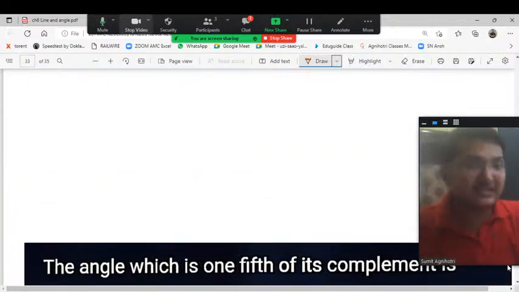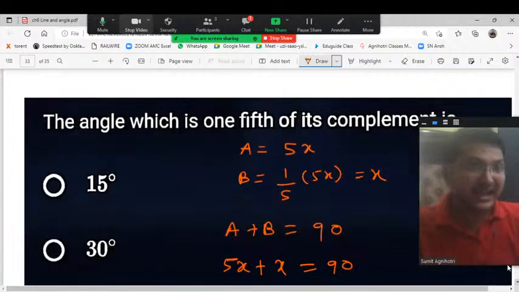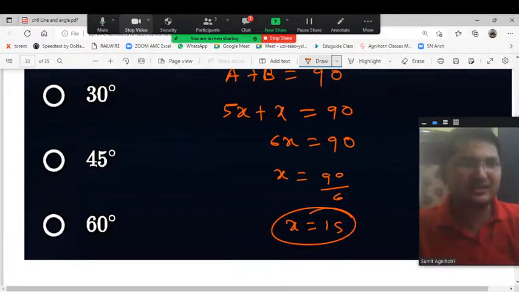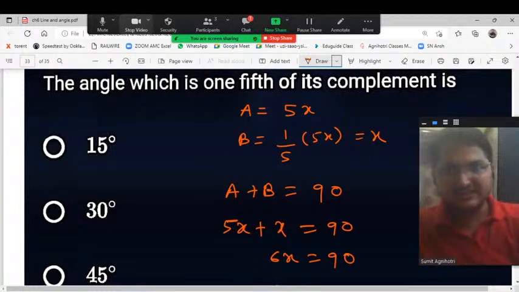Okay, the angle which is 1/5. 75 is your angle, 75 is your complement, and its 1/5 is 15. Your answer is actually 15 here.